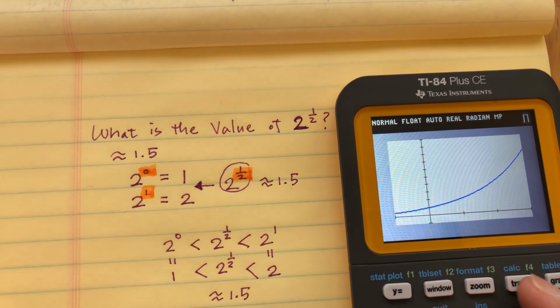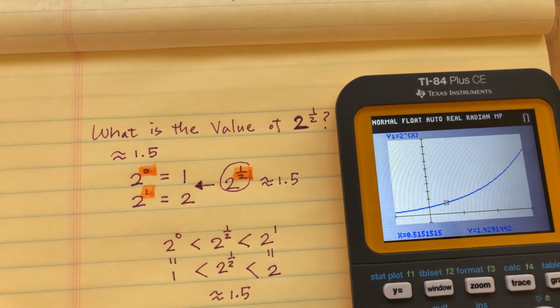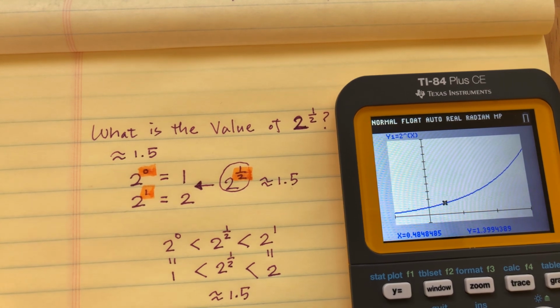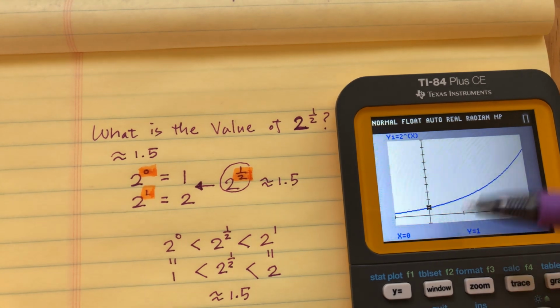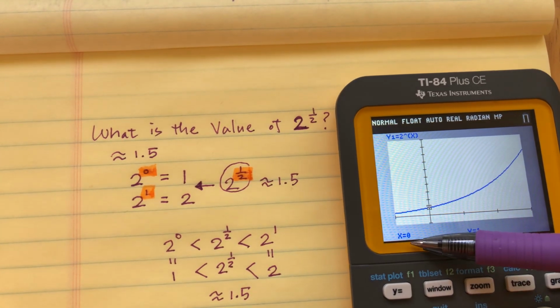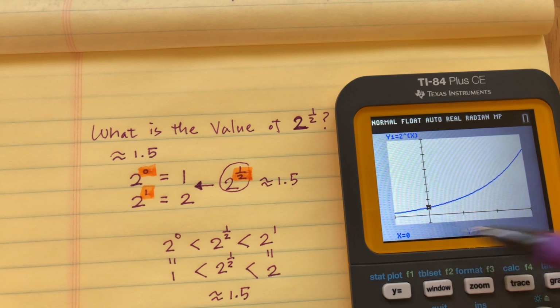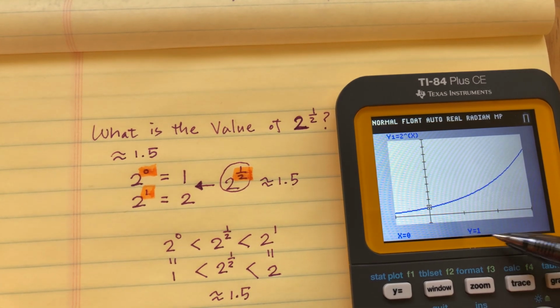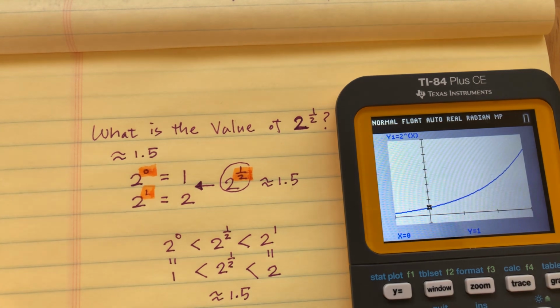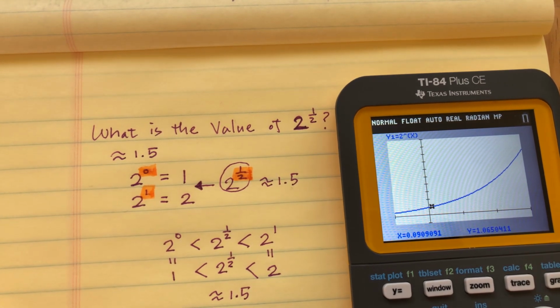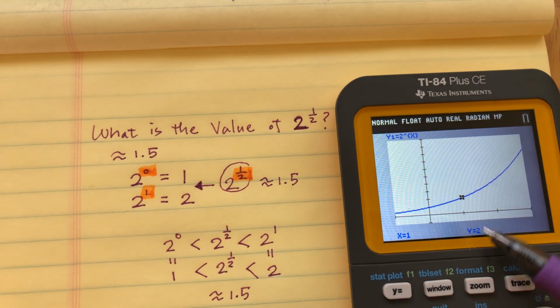I can also use the trace button right here. If I push trace, you can see the cursor moving around. You can use the arrows to move it to the left, to where x is 0. You can see the x coordinate and the y coordinate here. The calculator shows you the coordinates. When x is 0, y is equal to 1. That's the value here, right? So let's move that cursor along the curve to when x is 1. Then I can see x is equal to 1 and y is equal to 2.